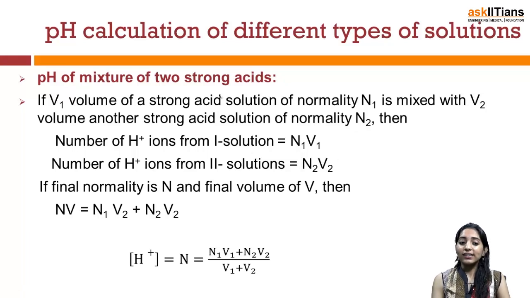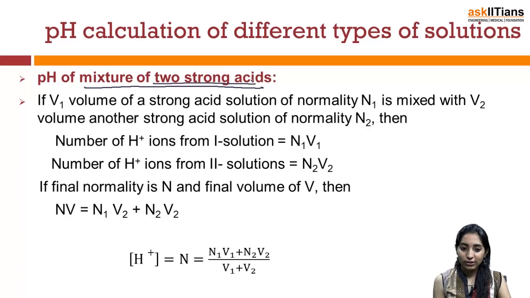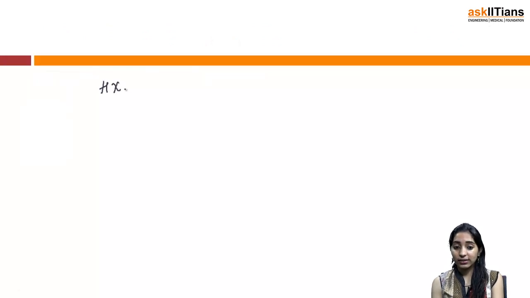So let's first of all consider the pH of a mixture of two strong acids. Let me say I have two strong acids and I am mixing them, and now I have to determine what will be the pH of the resulting solution. If V1 volume of a strong acid solution of normality N1 is mixed with V2 volume of another strong acid solution of normality N2, then let us consider a strong acid HX1 and another strong acid, say HX2.